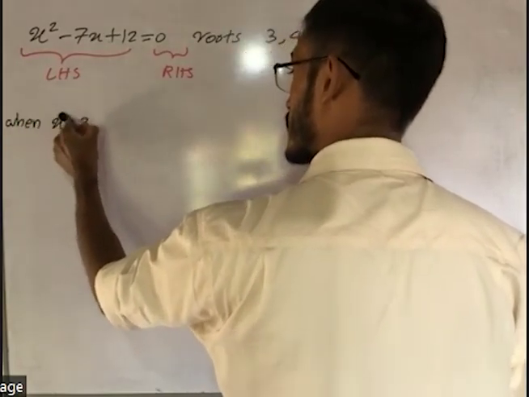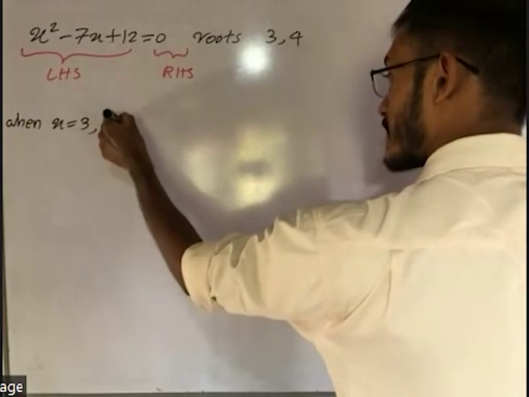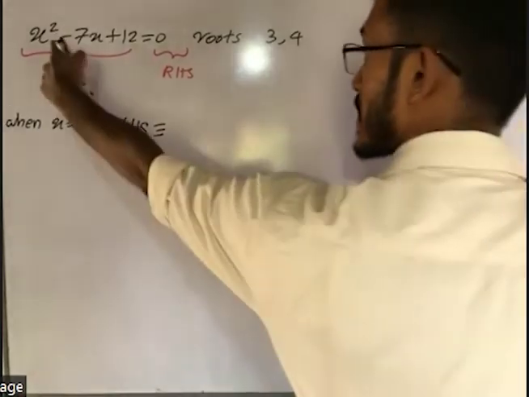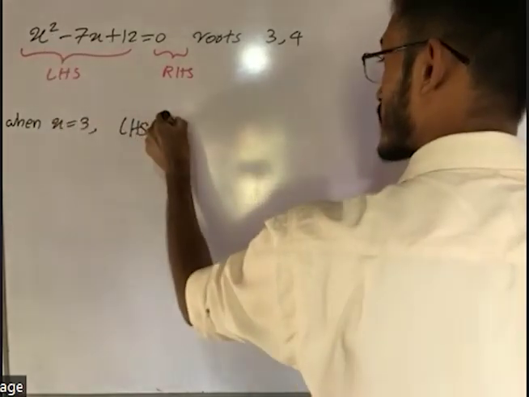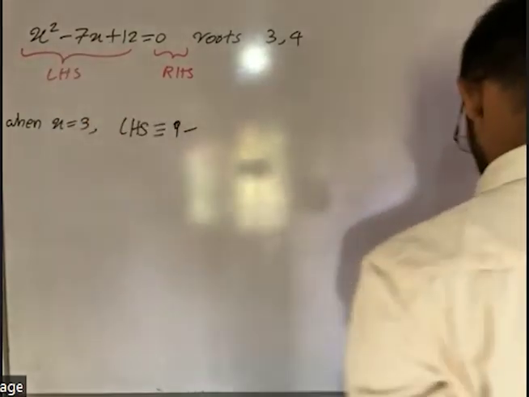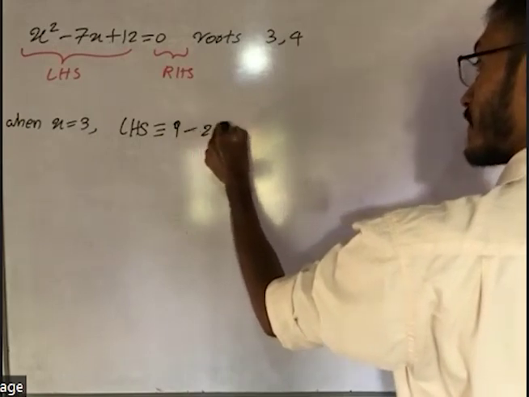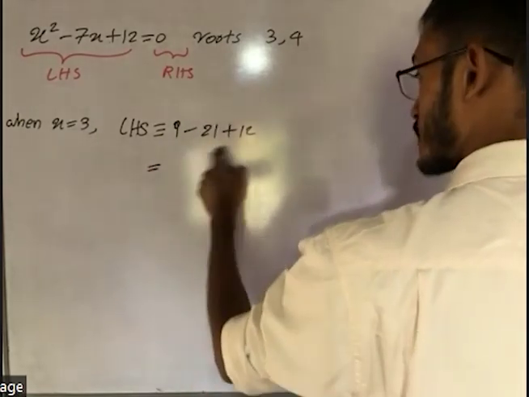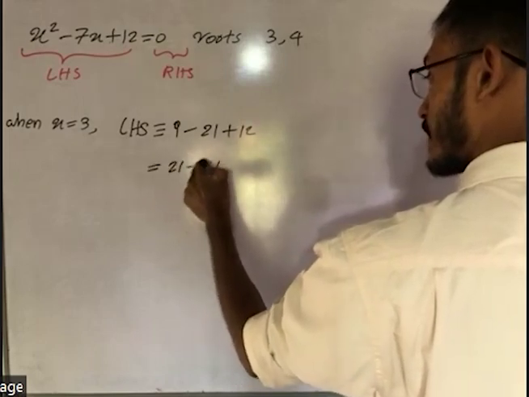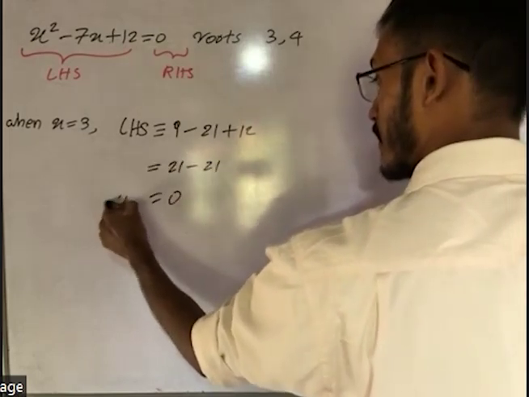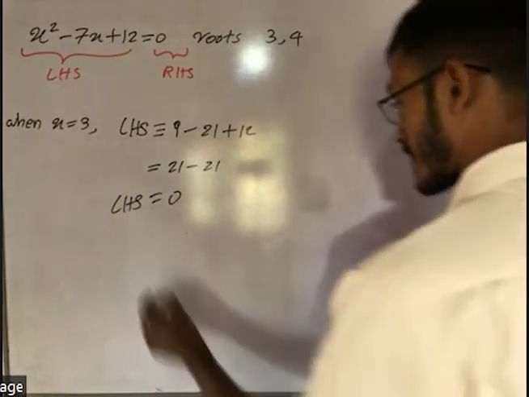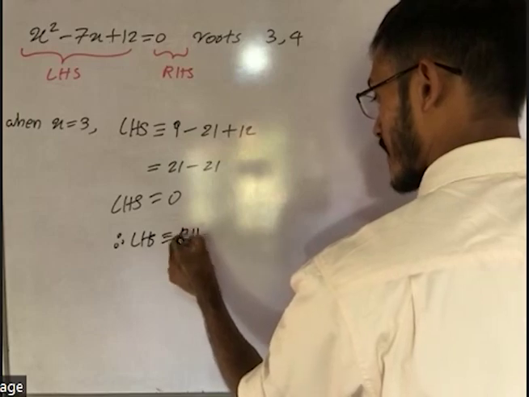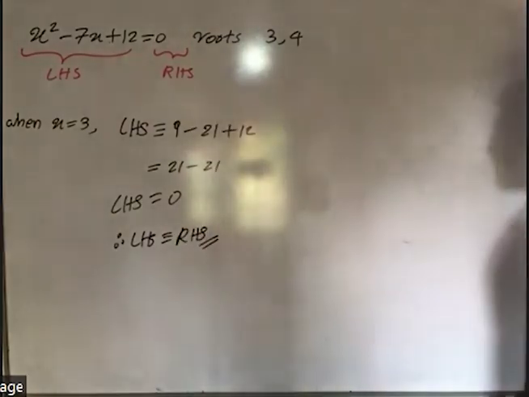when x equal to 3, look at the left hand side. When x equal to 3, the left hand side equals 3 square, that means 9, minus 7 into 3, that means 21, plus 12. If you simplify, 9 plus 12 is 21, minus 21 equal to 0. So the left hand side will be equal to 0. That means the left hand side will be equal to the right hand side when x equal to 3.